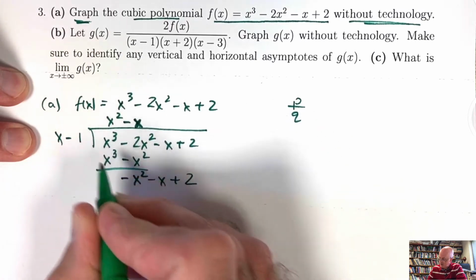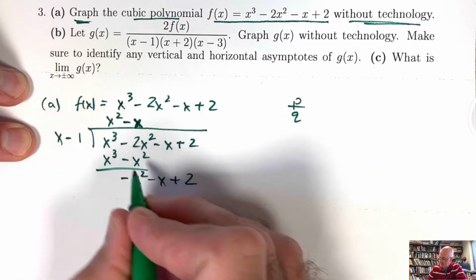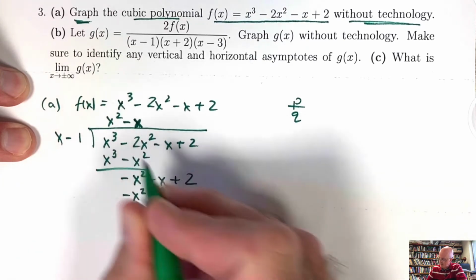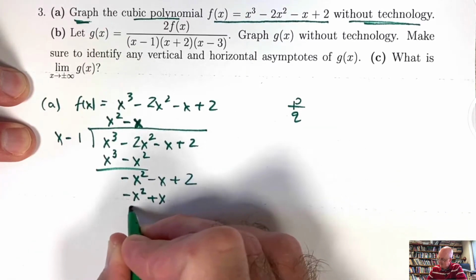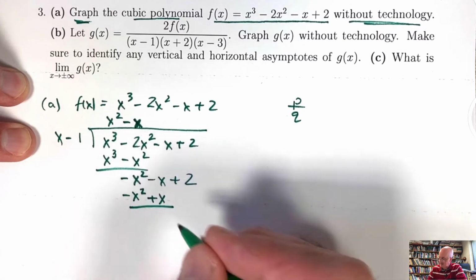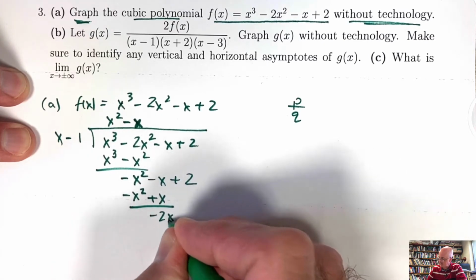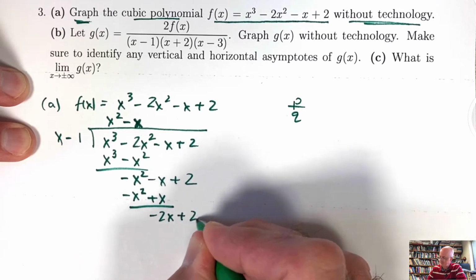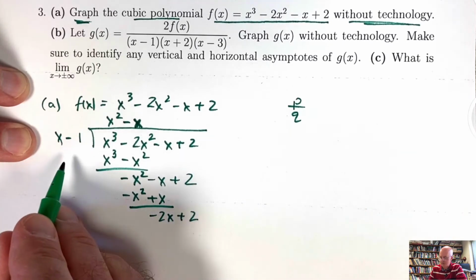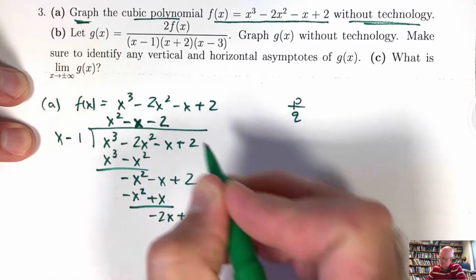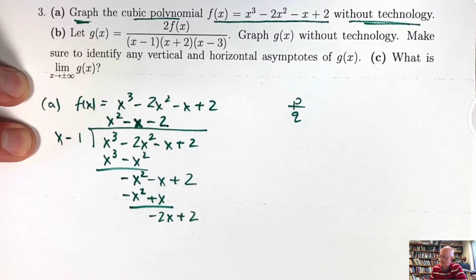Multiply it times each term and put the answers down here. -x times x is -x squared. -x times -1 is positive x. Subtract, get cancellation. -x minus x is -2x. This 2 comes down. Now you've got to multiply x by -2 to get -2x. We get a -2. We should get a remainder of 0.